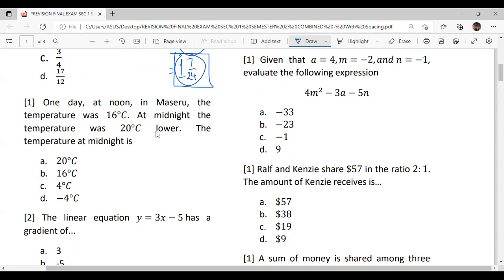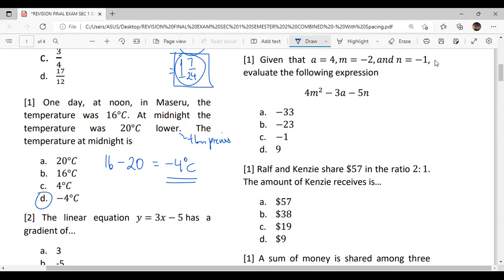The temperature at midnight is 20. No, it's wrong. Negative 20, also wrong. So 16 minus 20, right? So lower, of course, lower than the previous. Okay, so 16 minus 20 is negative 4 centigrade or degrees Celsius. It's the same. Wrong. I circled the wrong option. D.